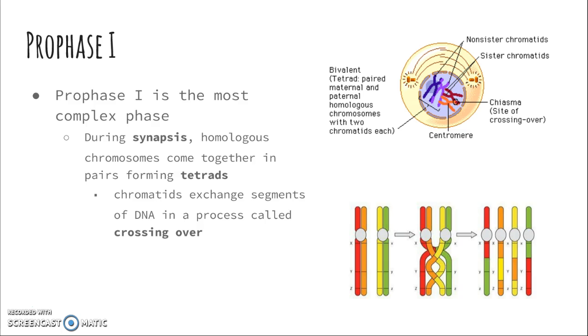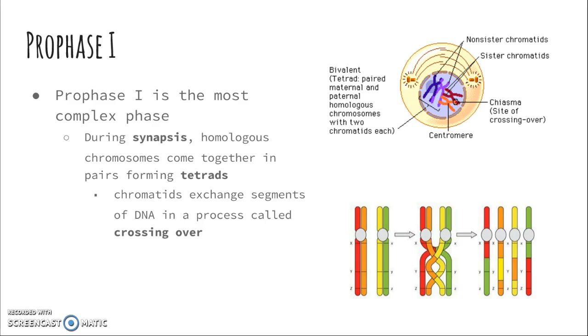In prophase 1, which is our most complex phase during meiosis, first we're going to have synapsis. Synapsis means our chromosomes are going to come together and form what are called tetrads. When they come together, what's going to happen is the homologous chromosomes that are the same size are going to match up with each other. And that's going to form the tetrad.